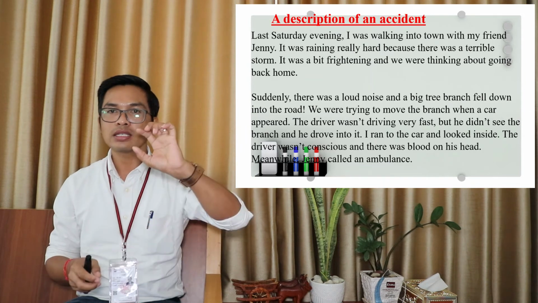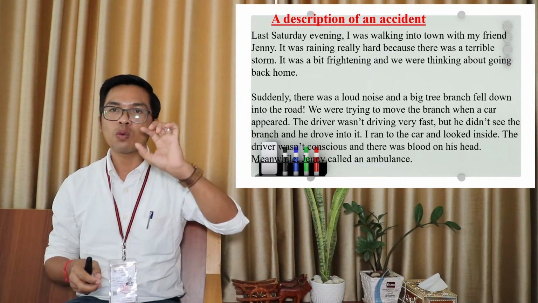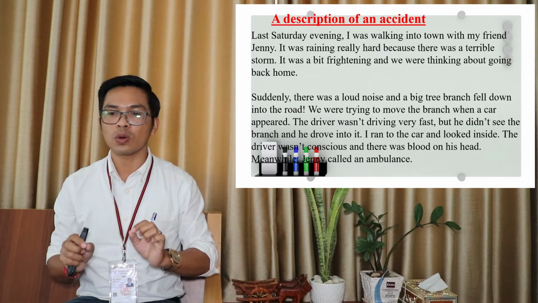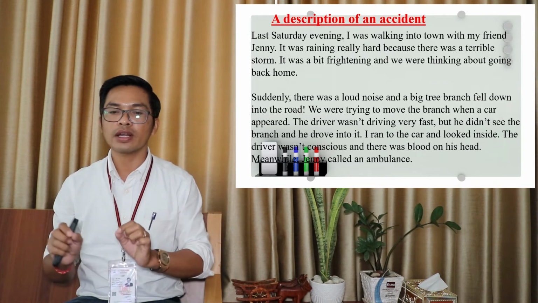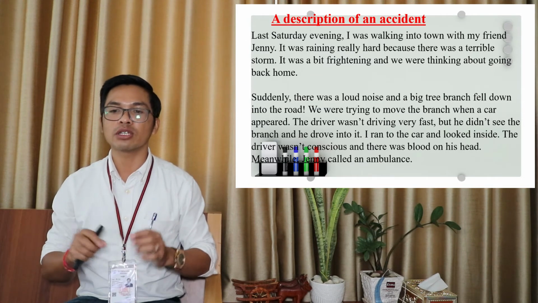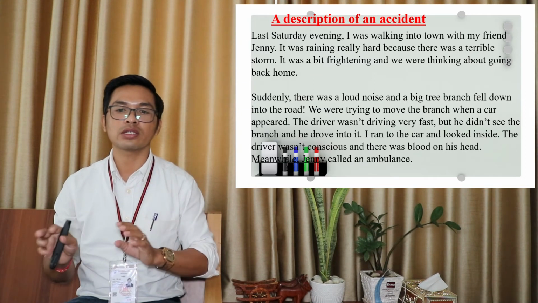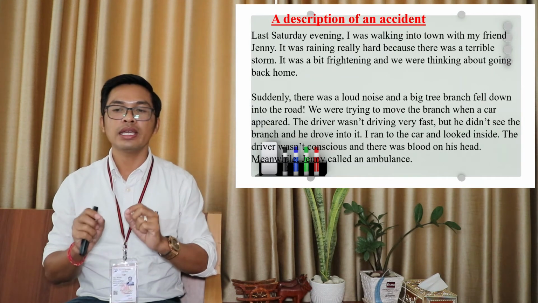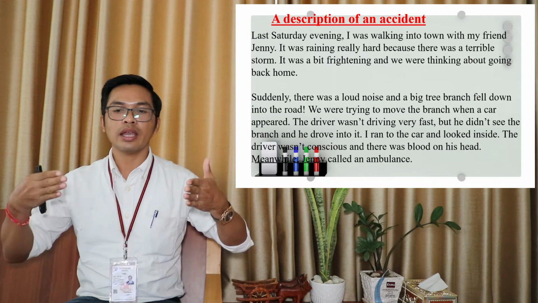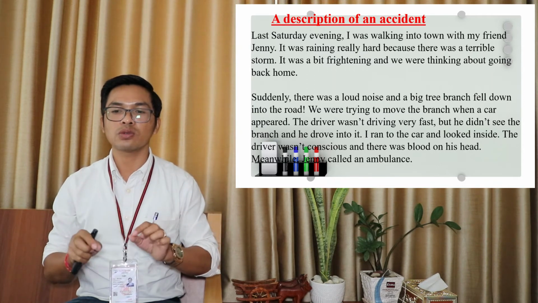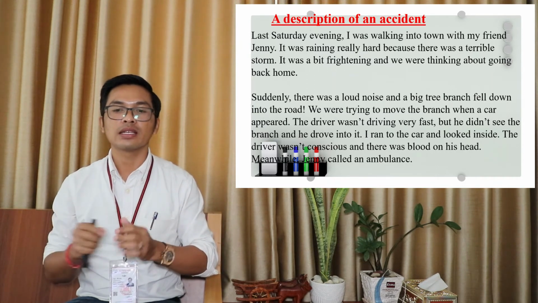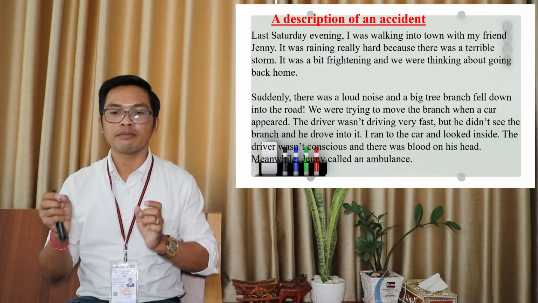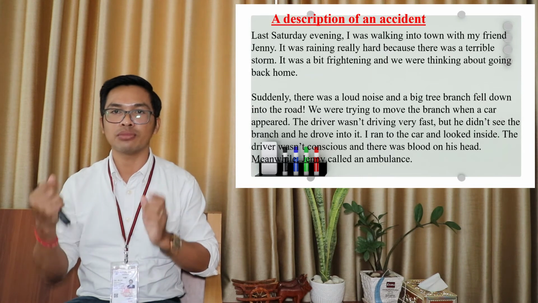You see, the first paragraph just introduced what was happening. Second paragraph: suddenly there was a loud noise and a big tree branch fell down onto the road. We were trying to move the branch when the car appeared. The driver wasn't driving very fast, but he didn't see the branch and he drove into it. I ran to the car, looked inside. The driver wasn't conscious and there was blood on his head. Meanwhile, Jenny called an ambulance.